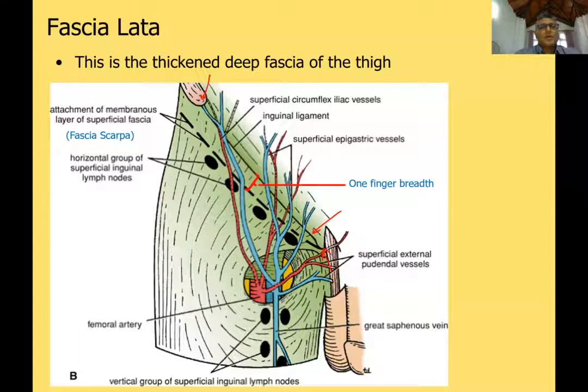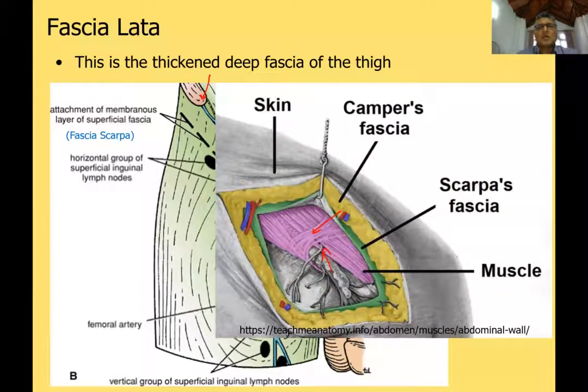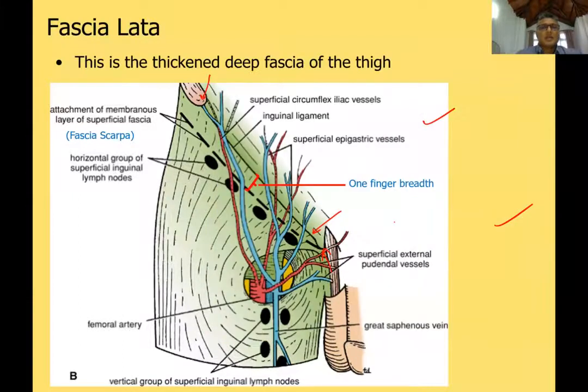Now, the point that I want to raise here at the beginning is that the superficial fascia of the abdomen has two layers. I'll show you. Superficial fascia of the abdomen has a fatty layer, which is called the Camper's fascia, and a membranous layer, shown in green in this picture, which is called Scarpa's fascia. Now, this membranous layer, which is a tough layer compared to the superficial layer, is attached to the fascia lata here, shown with these broken lines, about a finger's breadth below the inguinal ligament.